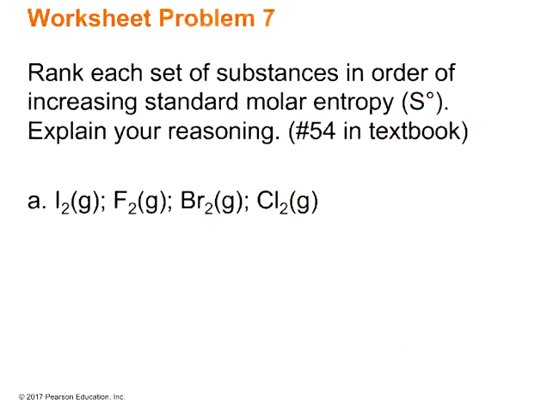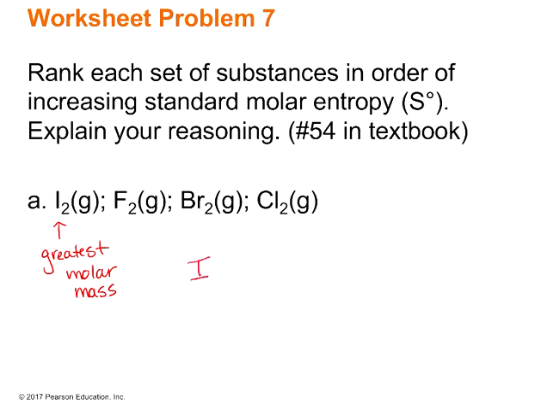So let's focus on molar mass. Which halogen has the greatest molar mass? And you can pause the video if you want to look it up. So you should find that iodine has the greatest molar mass. So it will have the greatest standard molar entropy.